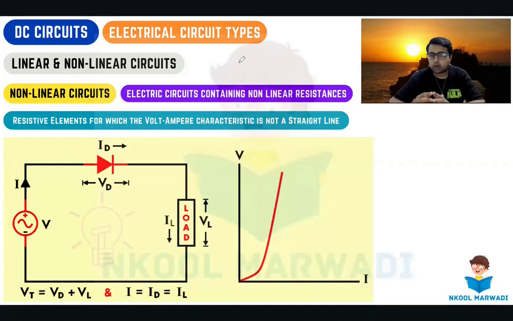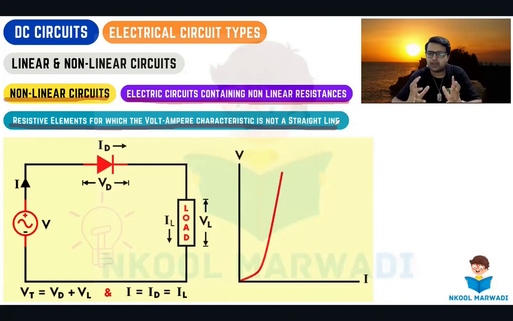Similarly, we have non-linear circuits. These are electric circuits containing non-linear resistances, resistive elements for which the volt-ampere characteristic is not a straight line. So it is very easy to understand a non-linear circuit: if the VI graph is not a straight line, if it is a curve, then it is a non-linear circuit.